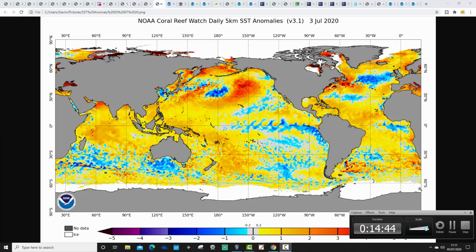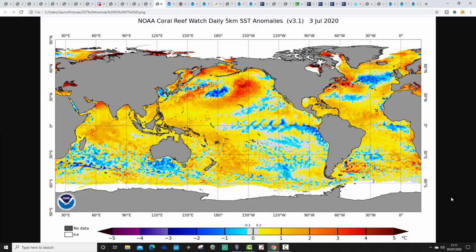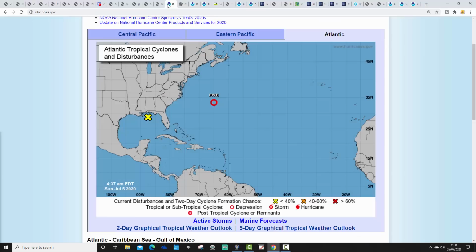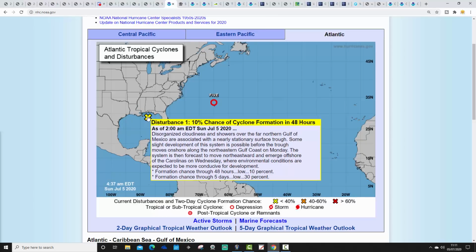So talking of the tropics and tropical storms, we have actually got a couple of disturbance areas. So let's have a look at those in the Atlantic. We've got this yellow X just here, just off the Gulf Coast of the United States. That's disturbance 1 with a 10% chance of cyclone formation in the next 48 hours. This is from the National Hurricane Centre, of course.